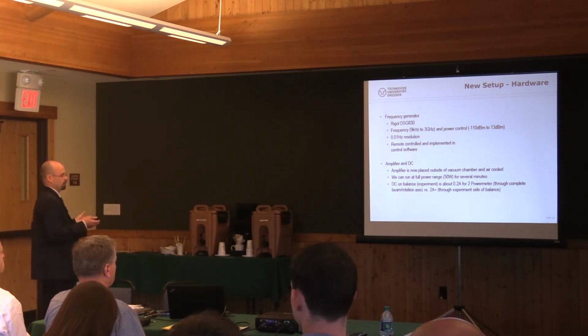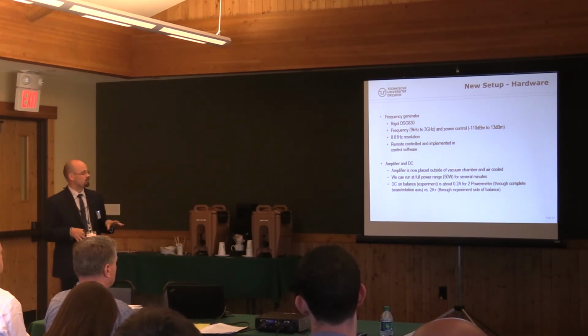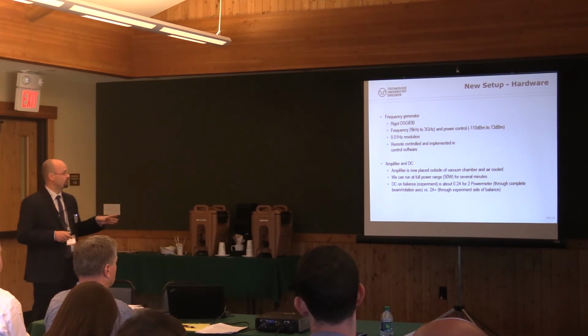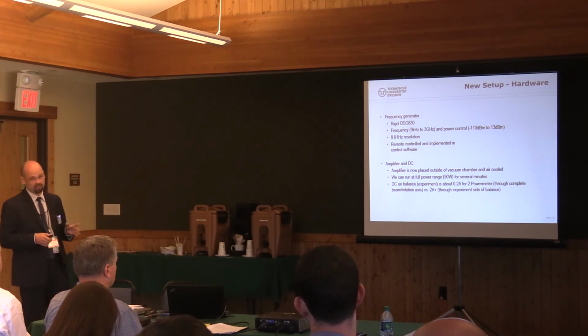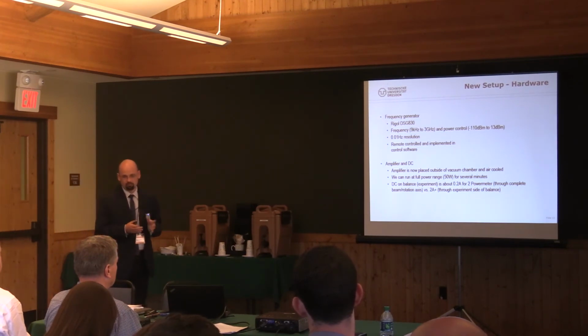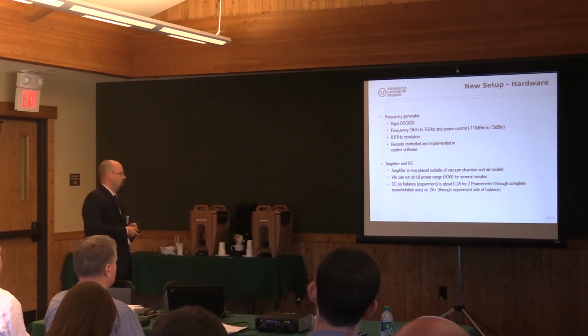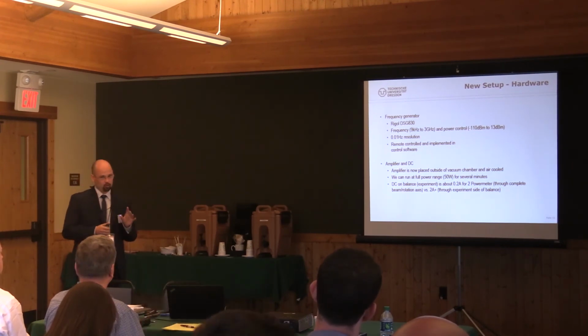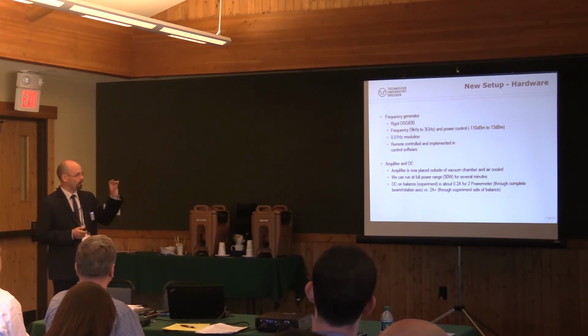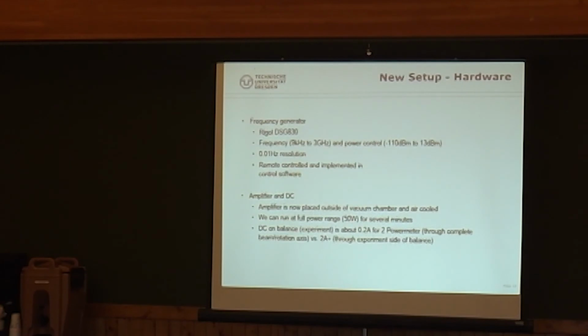The amplifier is now outside of our vacuum chamber. It's air cooled, so we can use it with much higher power levels. We can use all its power for several minutes at once, in comparison to, let's say, 2 watts for some seconds in our vacuum configuration. The DC on our balance is now just 2.0 amps for powering our 2 power meters, compared to more than 2 amps in the old configuration with the amplifier on the balance.